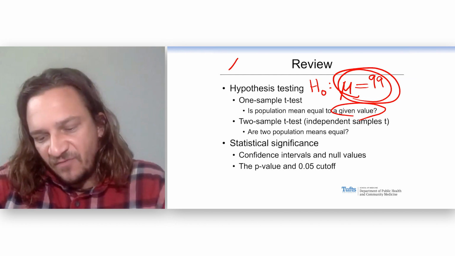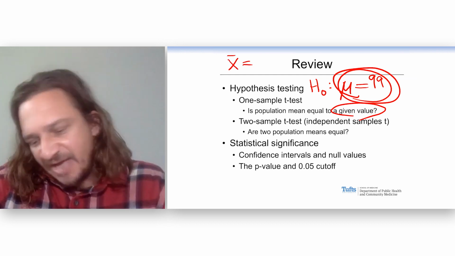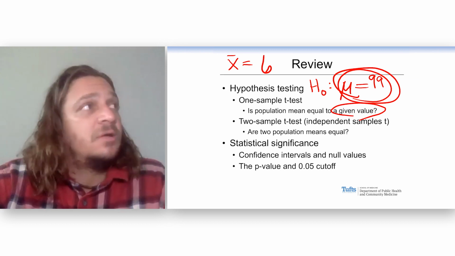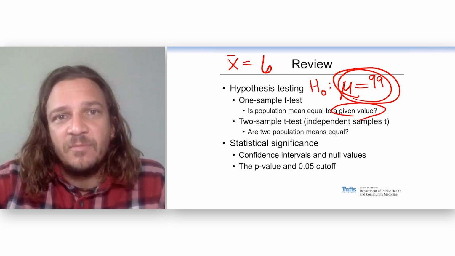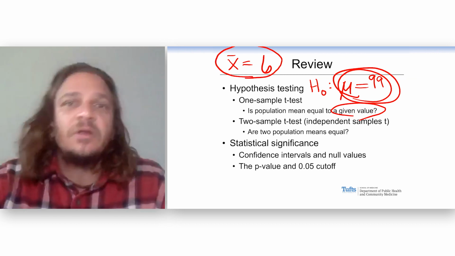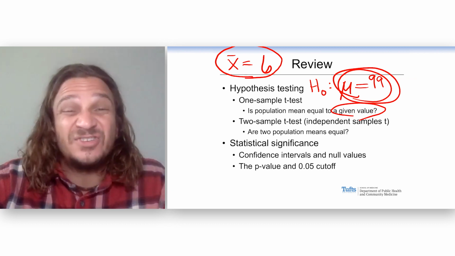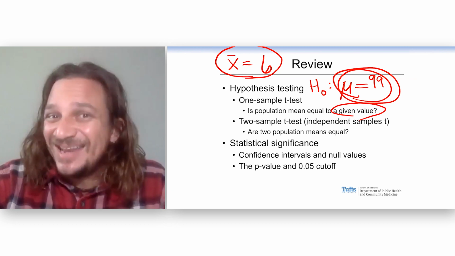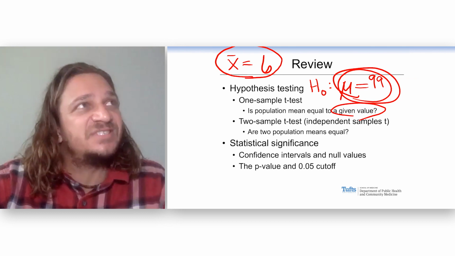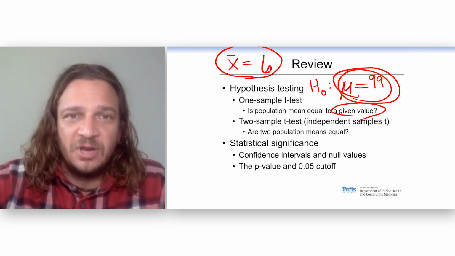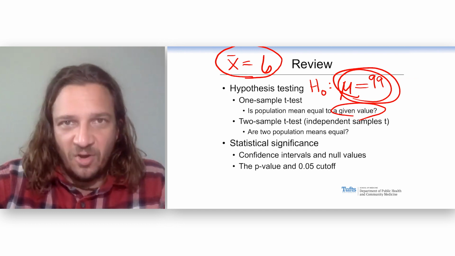But if you went out and you found that the average person has, I don't know, 6 problems, the song wouldn't sound as good. But if you had 6 problems, that might be evidence. That'd be pretty weird. If the truth was 99 problems and you found an X bar of 6, you might say the probability of getting that by chance alone is pretty small. So we'll go and we'll reject that null hypothesis.